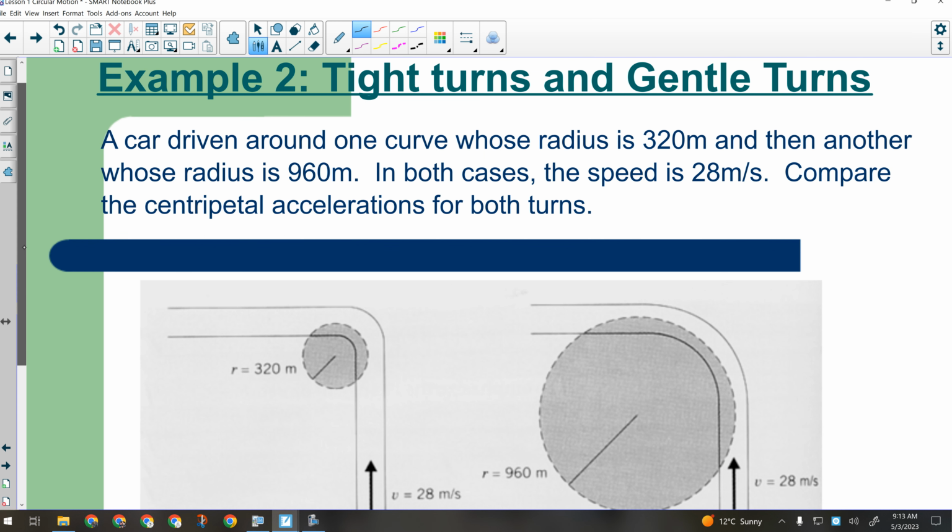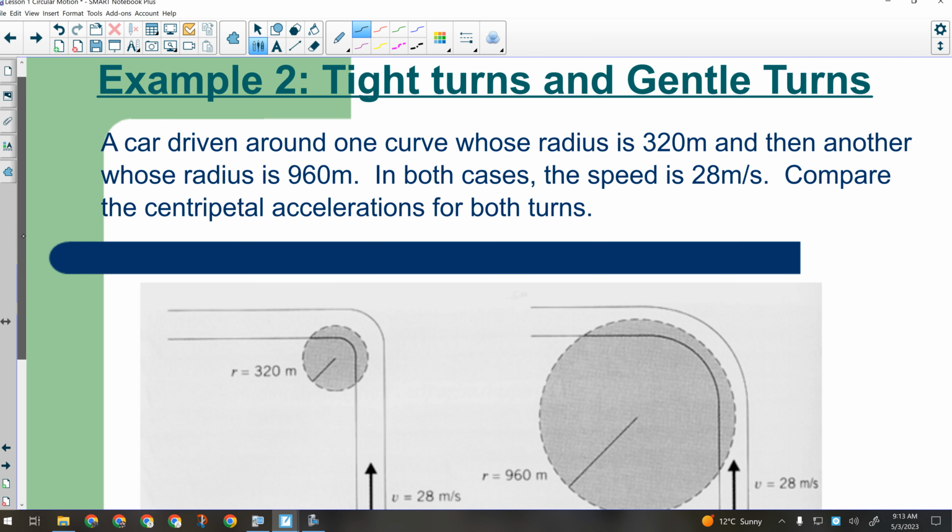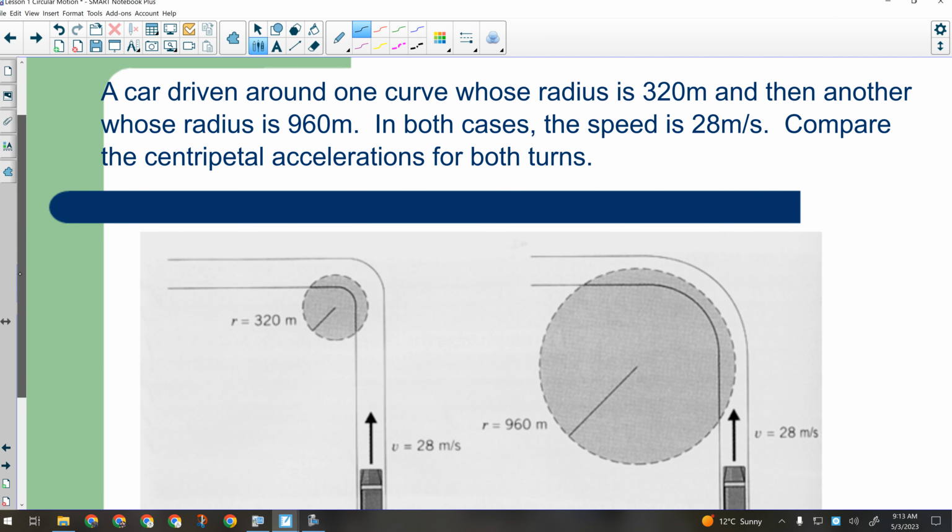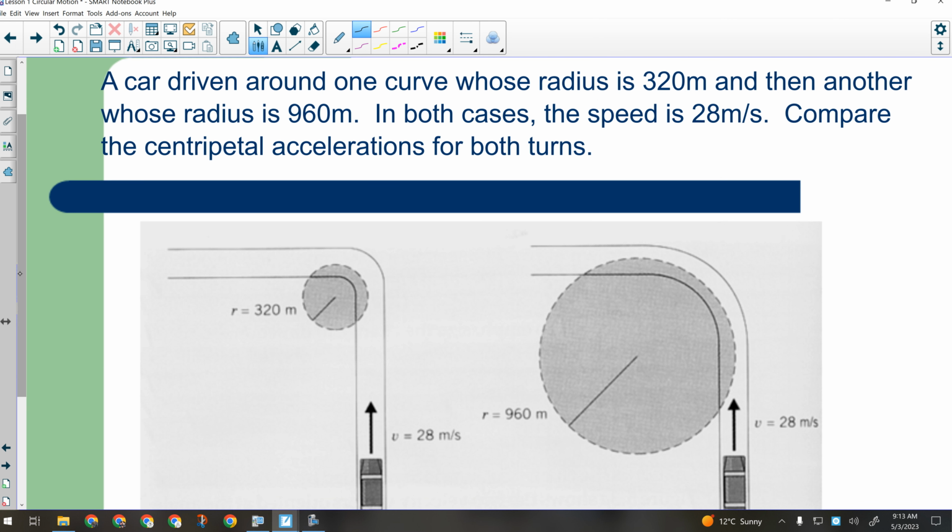So let's have a look at this. Tight turns and gentle turns. We're going to look at the effect of radius on centripetal acceleration. I've got this first corner that has a radius of 320 meters, and then I've got this corner that has a radius of 960 meters, so 3 times the radius.